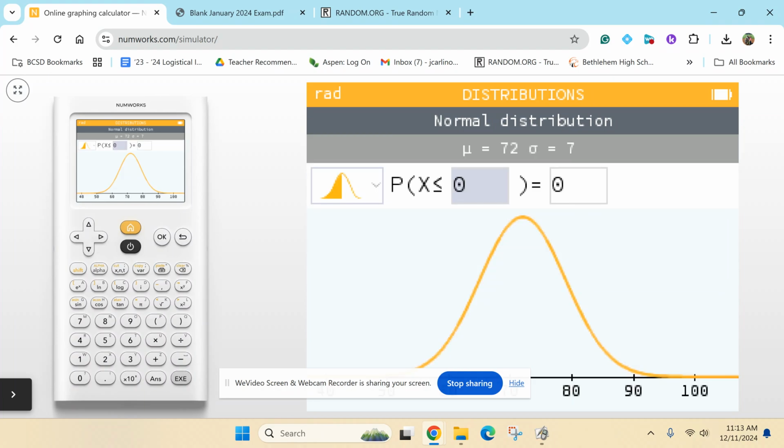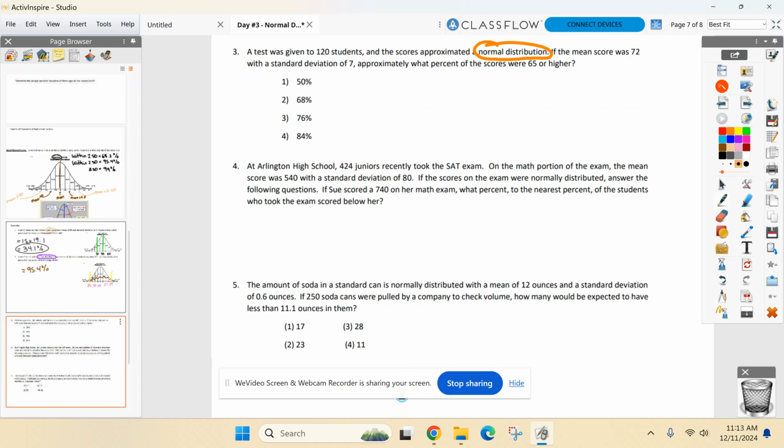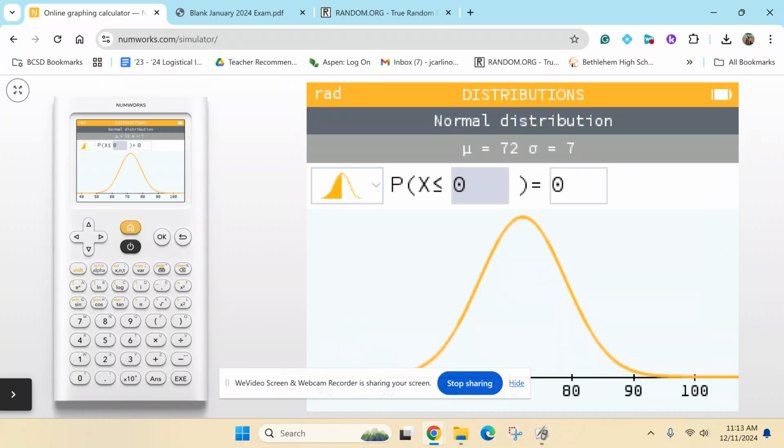Now up pops this curve. This is where we've got to start thinking a little bit. Go back to the question. What's the question asking? What percent of scores are 65 or higher? Higher than 65. So as you look at this screen, that would be going this way, lower. Keep looking. See my options? It's either lower, in between, or higher. Which one do I want? Higher.